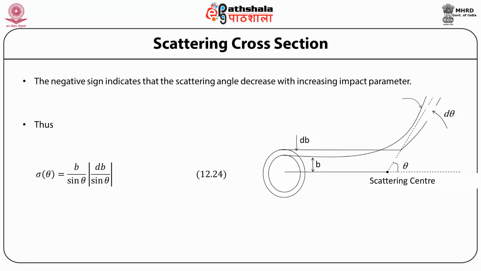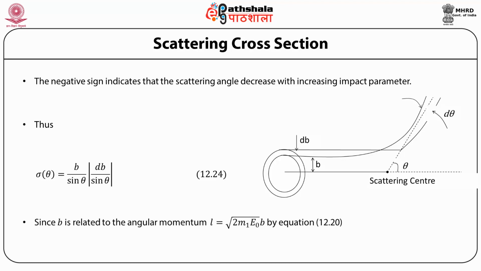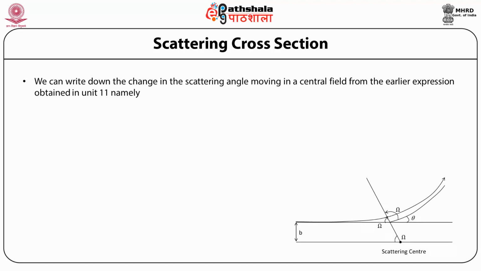Therefore, sigma theta from this expression can be easily seen to be b upon sine theta, the magnitude of db by d theta. Now, b is the impact parameter, which is related to the angular momentum as L is equal to under root 2 m1 E naught times b, where m1 is the mass of the particle which is scattered. Now we can write down the change in the scattering angle moving in the central field from the expressions which we have obtained earlier while considering the change in angle in the motion of a particle in the central field.